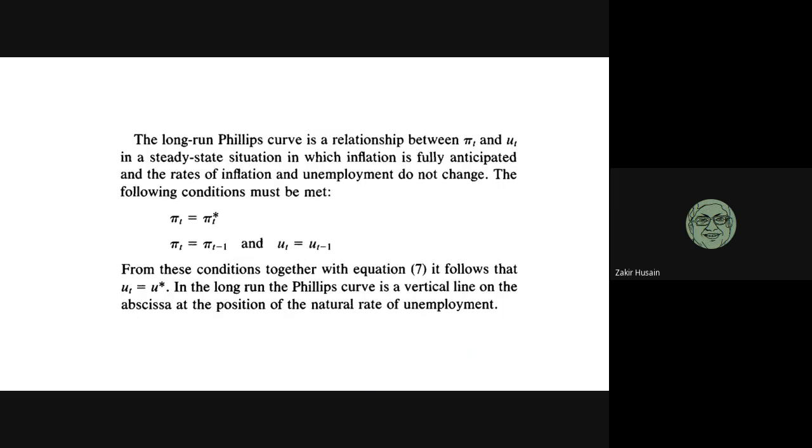So the long run Phillips curve is a relationship between the actual rate of inflation and unemployment, in a very special case. What is the special case? The inflation is fully anticipated. There are no errors in my expectations. And secondly, the inflation rate and unemployment will therefore not change.